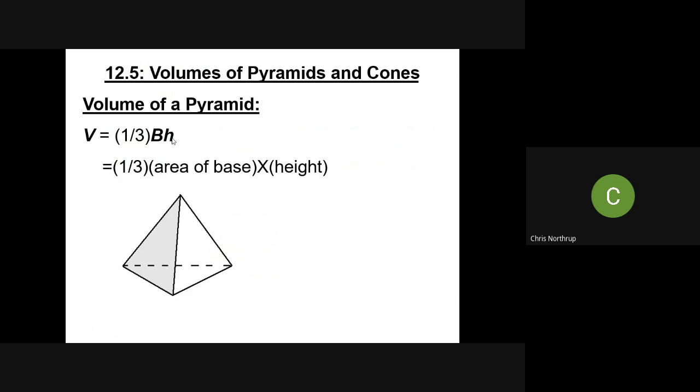This also works for a cone, because as we've mentioned in class, cones are basically just a circular pyramid for all intents and purposes. That should get you started on the questions for 12.5.